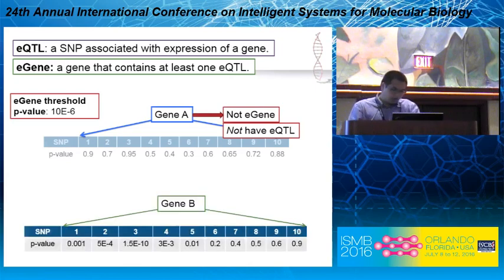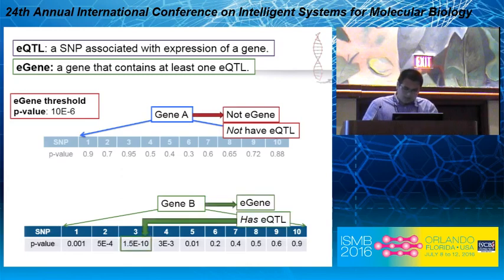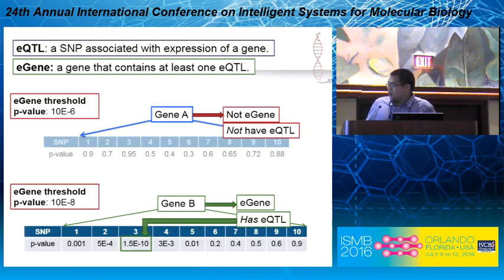Here's another example. Suppose you have gene B. The minimum here is very small, 1.5 times 10 to the negative 10. So B is considered to be an eGene because it has an eQTL. The reason is that this number is smaller than the eGene threshold p-value for gene B, which is 10 to the negative 8. If you look at these two thresholds, they are not the same, because the eGene threshold p-values don't have to be the same for every gene.